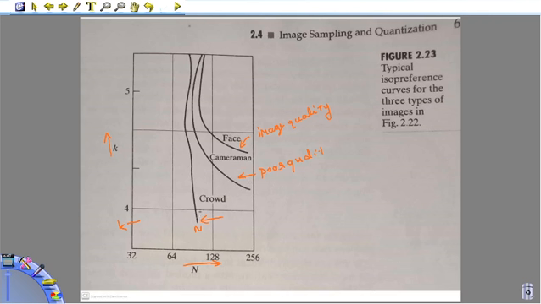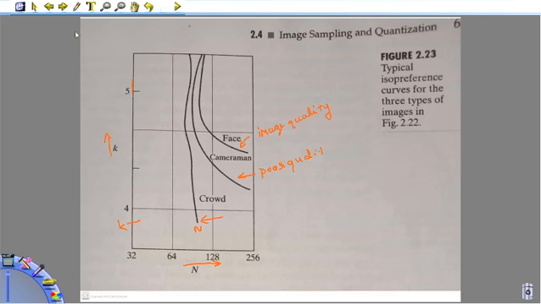And if we consider the crowd image, it has the most amount of data. So here it is almost a vertical line. Another thing we can establish out of this vertical line is that when the amount of data present in an image is more, we require fewer columns and fewer bits to represent the crowd. So this was regarding the isopreference curve.